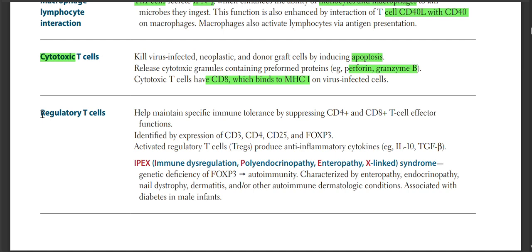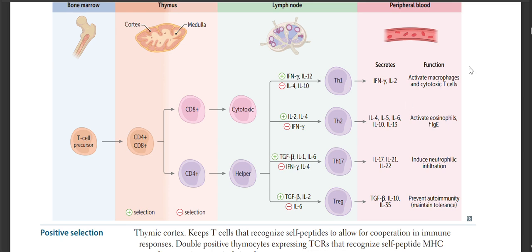Next, we have these regulatory T cells. As the name says, regulatory, that means they regulate the entire immune system. They can do multiple different things. They can activate the CD8 cells, they can activate macrophages, they can activate the NK cells. All of these are the helper cells, and specifically, these are the regulatory cells.